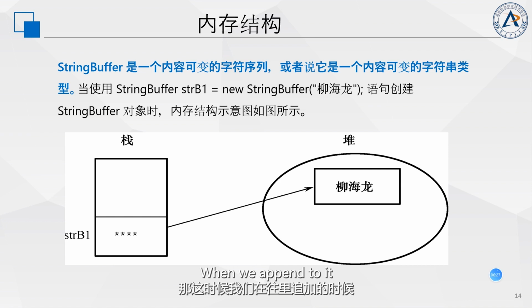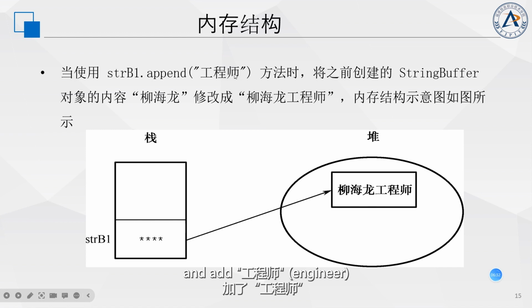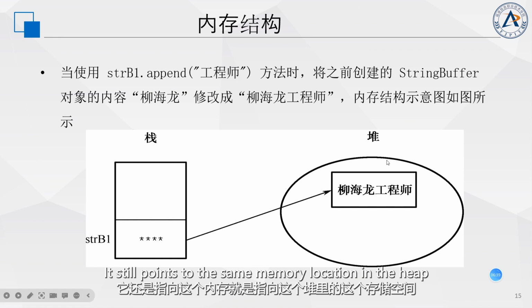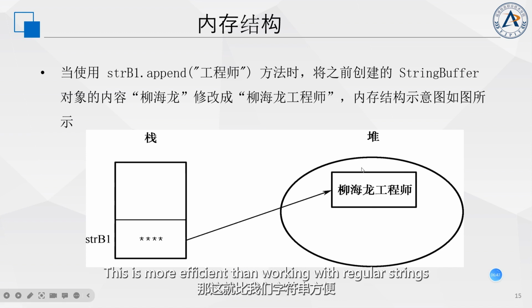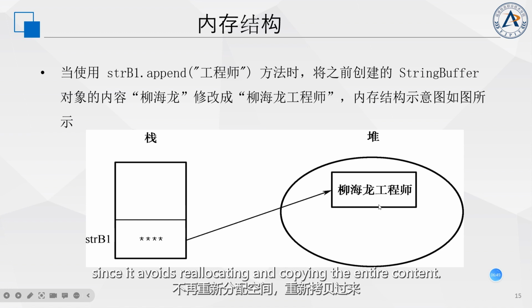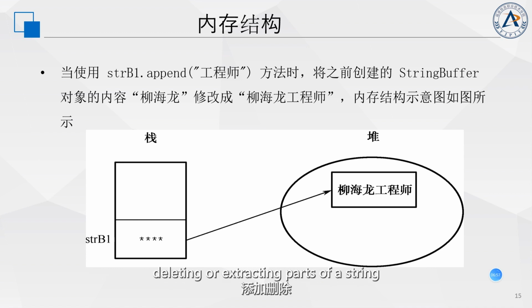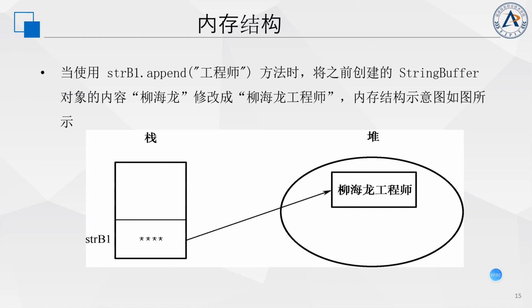When we append to it, for example, when we use the append method and add 工程师 engineer, the strb1 itself does not change. In fact, it still points to the same memory location in the heap, but the 工程师 is directly added after the existing content. This is more efficient than working with regular strings, since it avoids reallocating and copying the entire content. Thus, when we perform operations like adding, deleting, or extracting parts of a string, StringBuffer is faster than regular strings.